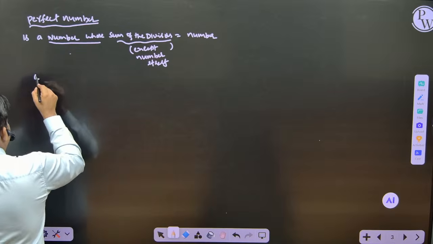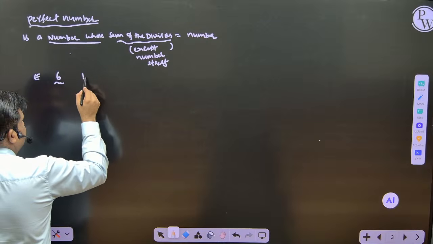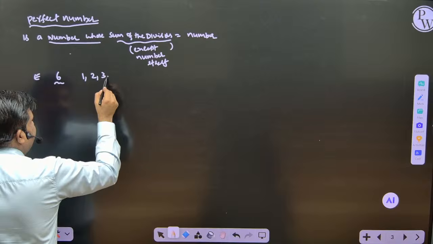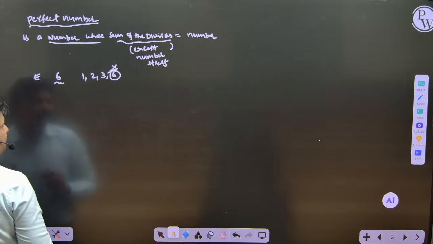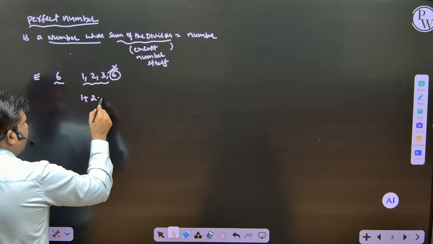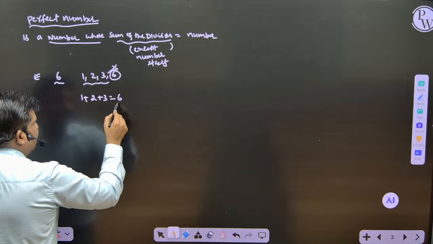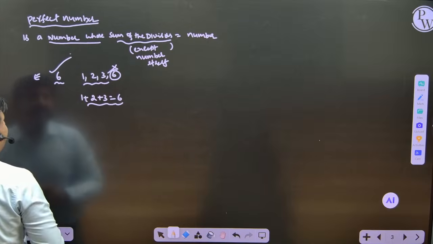For example, you see 6. What are its divisors? 1, 2, 3, 6. Don't consider the number itself. Add the remaining divisors. 1 plus 2 plus 3 is equal to 6. That's why 6 is a perfect number.